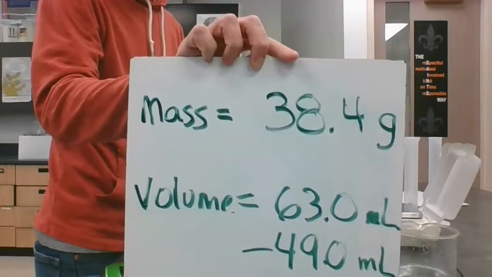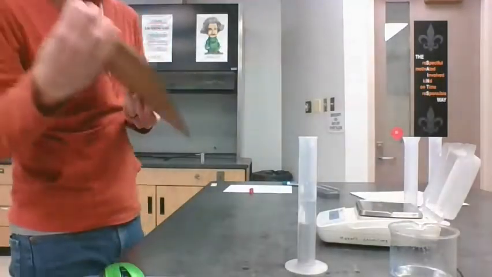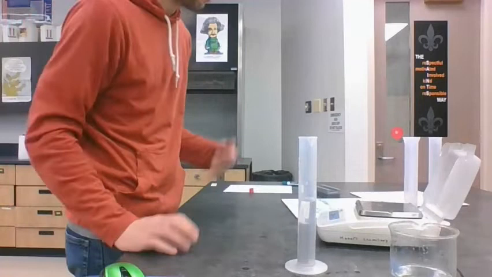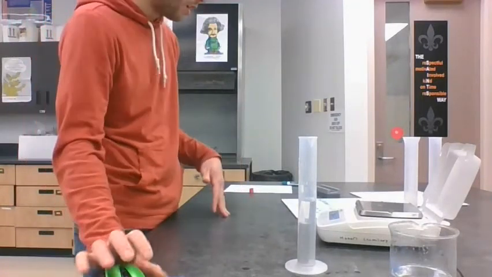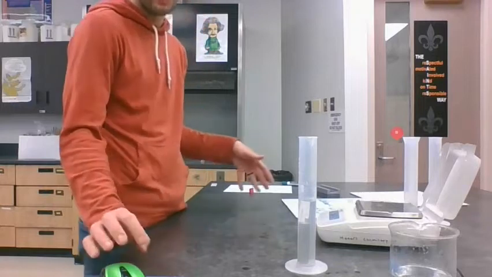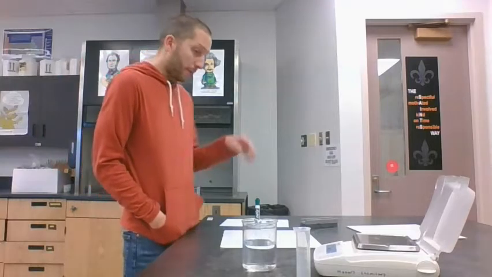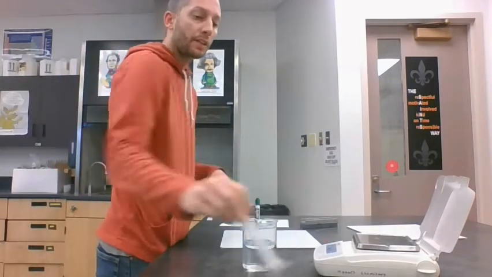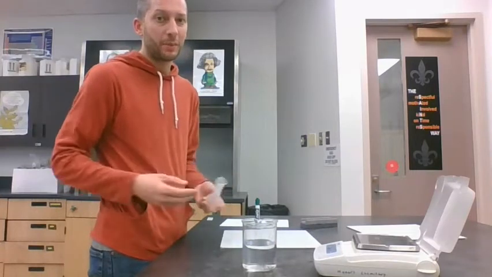Okay, and those are our 4 pieces of data for the mass and volume of the piece of aluminum. So now we're ready to record our mass and volume data for water. This is going to be a little bit different. The procedure is going to be a little bit different.